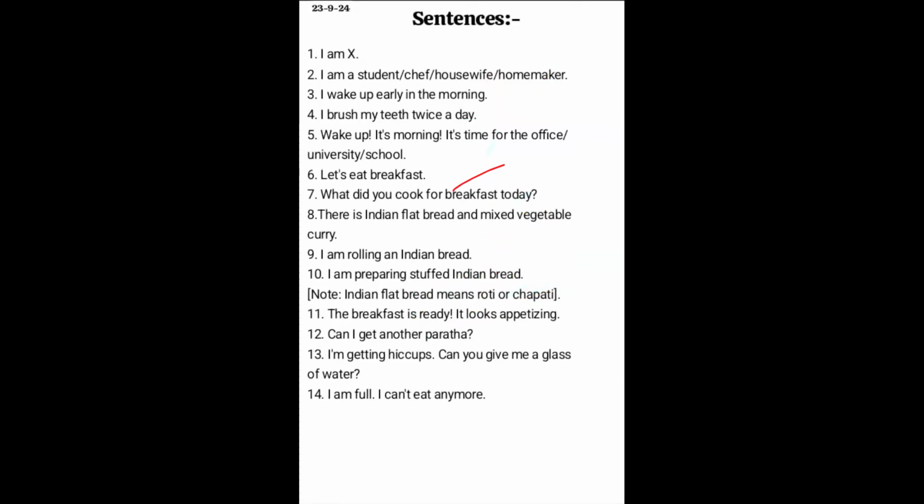Let's eat breakfast. What did you cook for breakfast today? It should be the tone of asking a question. What did you cook for breakfast today? There is Indian flatbread and mixed vegetable curry.